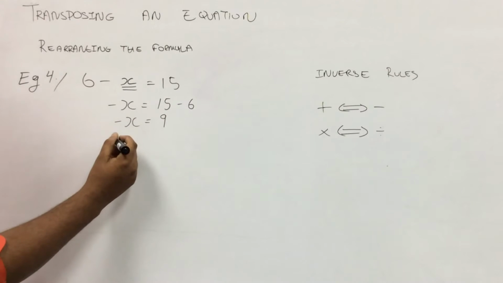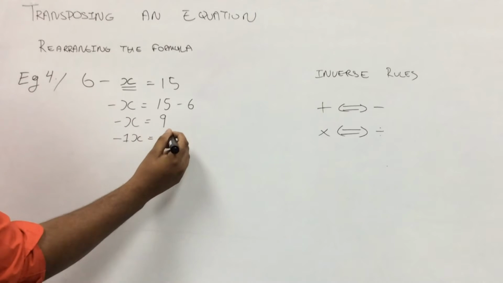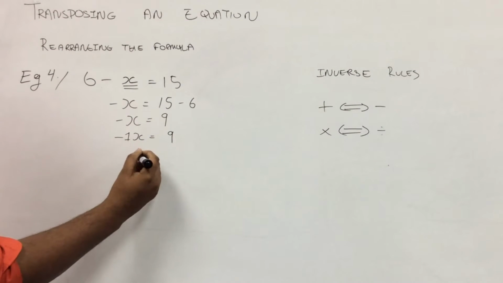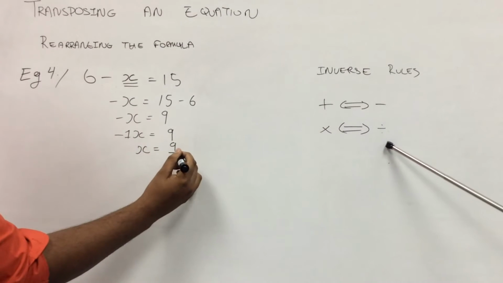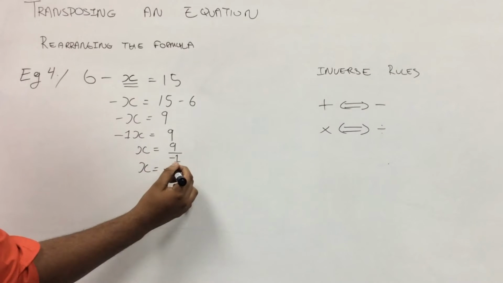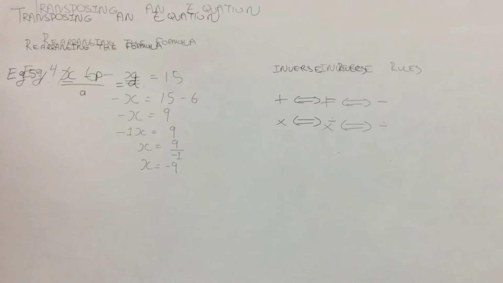Now the coefficient of x is minus 1. So you want to take the multiply minus 1, carry it across the equal sign, so you get 9 divided by minus 1. Therefore, x is equal to minus 9. We now go to example 5.